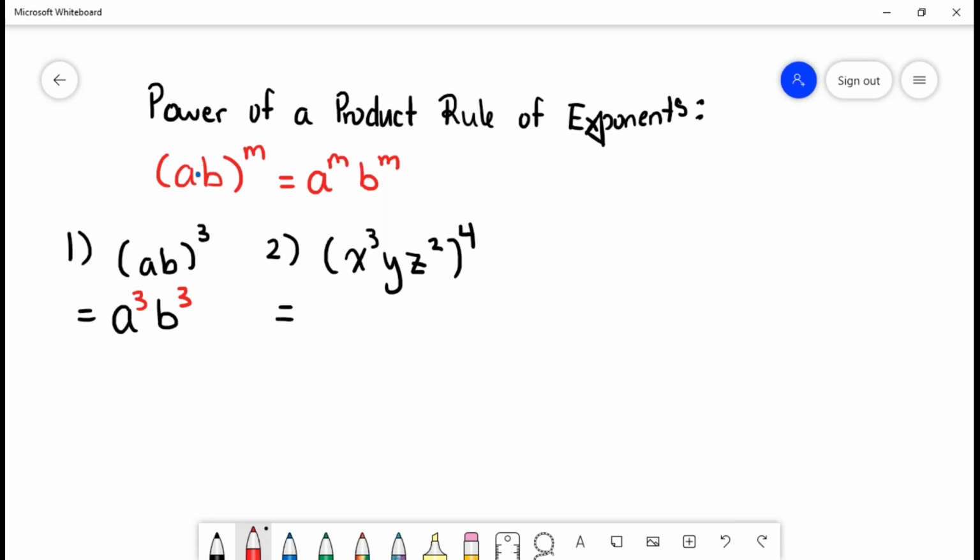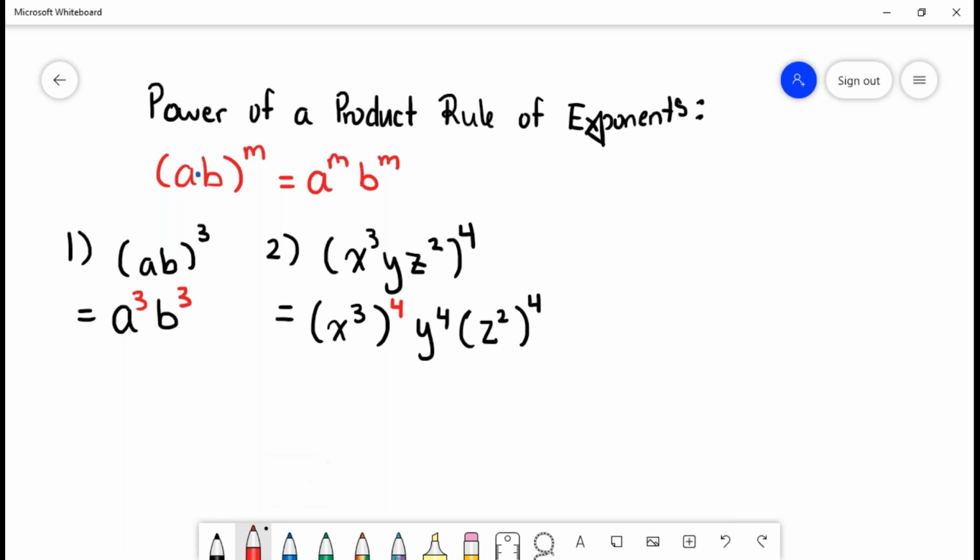So we're going to take x to the power of 3, which is our first value, and raise it to the power of 4, which is essentially what the power of a product rule of exponents states. We take the value and raise it to that power. So we take x to the power of 3, raise it to the power of 4. We take y and raise it to the power of 4, and that is just y to the power of 4. And now we take z to the power of 2 and raise it to the power of 4. And z to the power of 2 raised to the power of 4 will look like that.